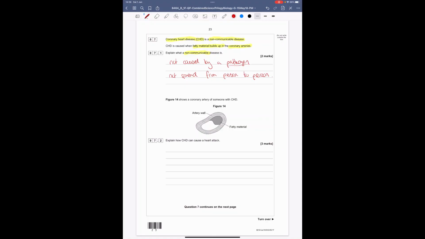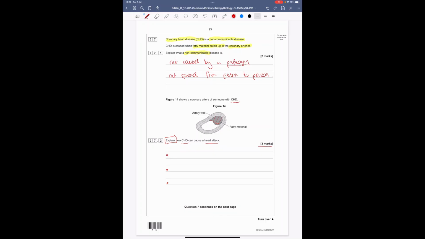Figure 14 shows a coronary artery of someone with CHD. You've got the artery wall and you've got the fatty material that is blocking part of the artery. Explain how CHD can cause a heart attack. Okay, so we've got to explain, that is our command word, how this fatty material is going to cause a heart attack. We've got 3 marks, so I put 3 bullet points on my answer.